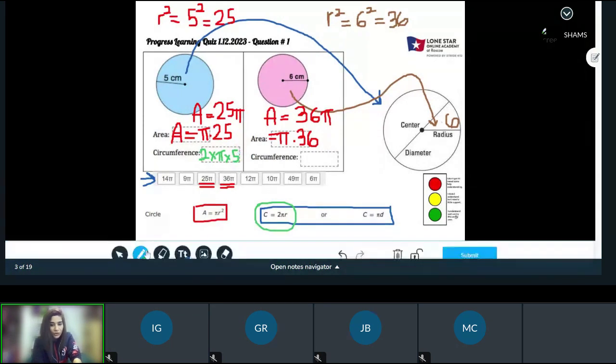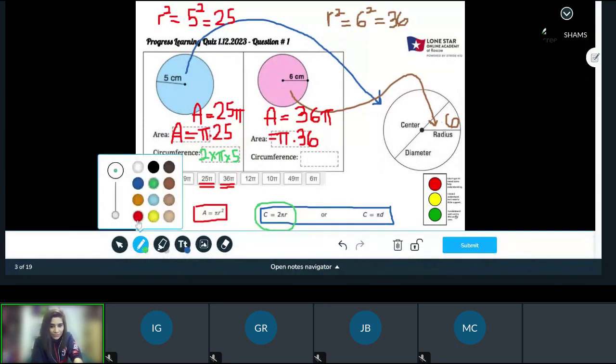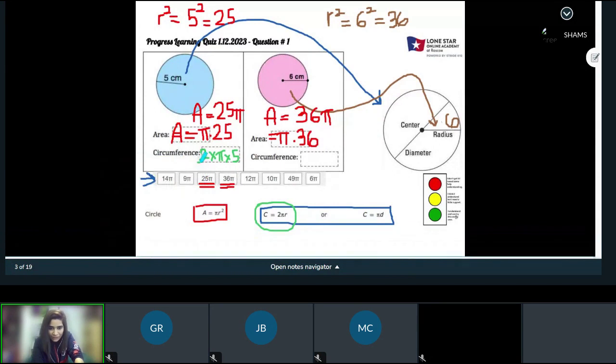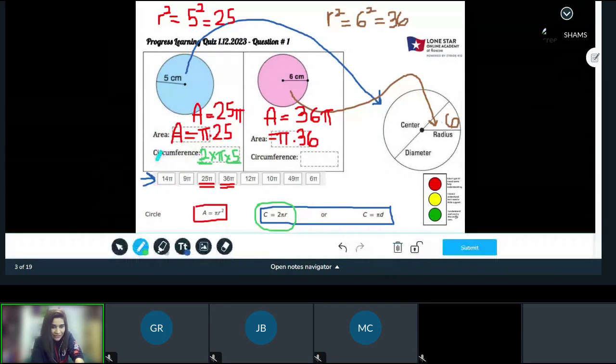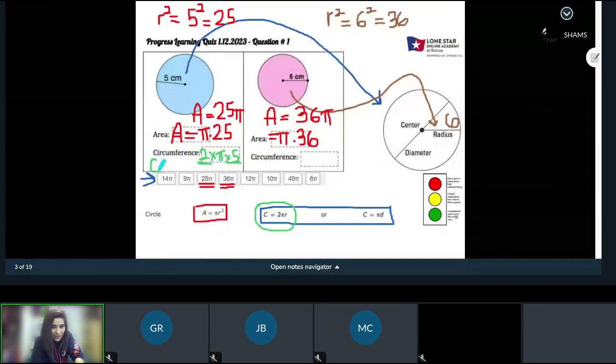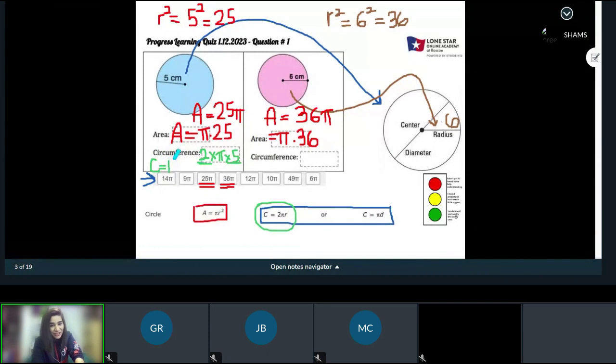Remember, you can solve for this part, I will still keep the green. You can solve for this part because they are like numbers, right? You will multiply 2 times 5. You get 10. And therefore, I will say circumference is 10 pi. 2 times 5 is 10. Circumference ends up being 10 pi.